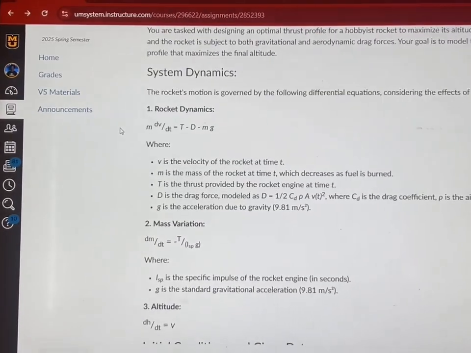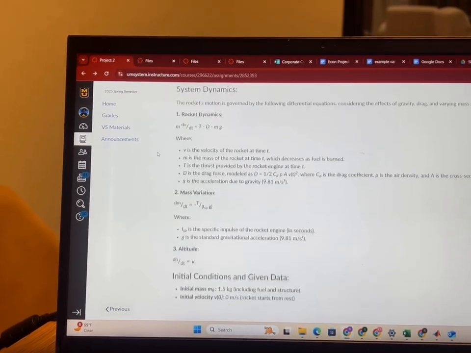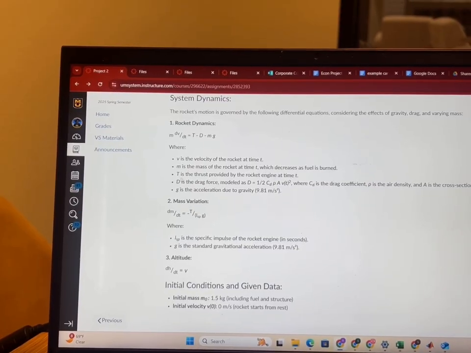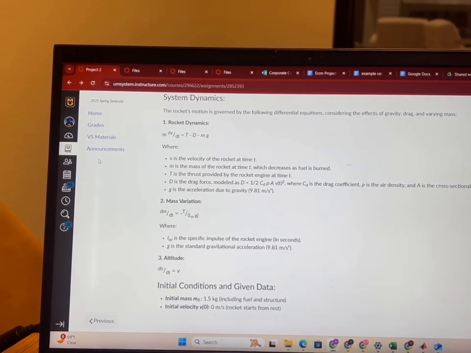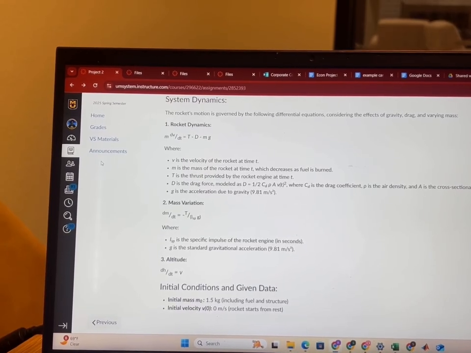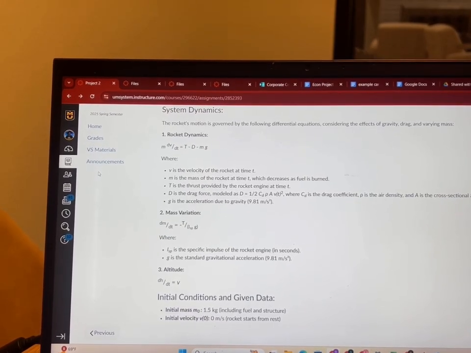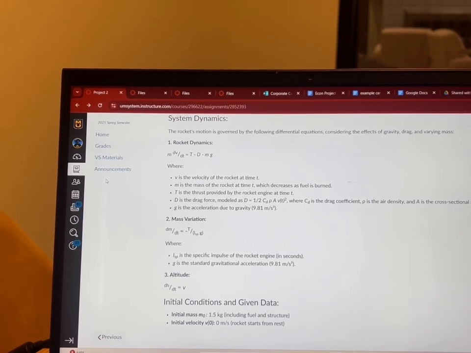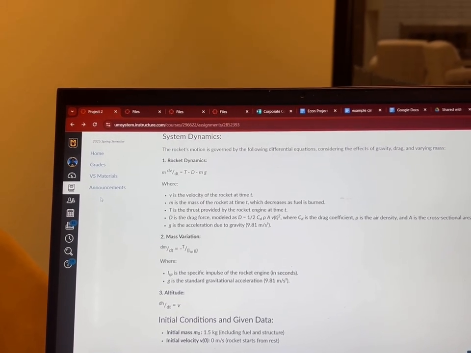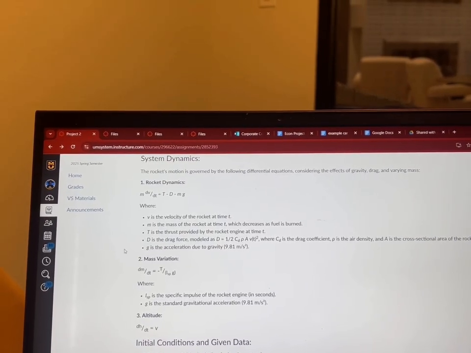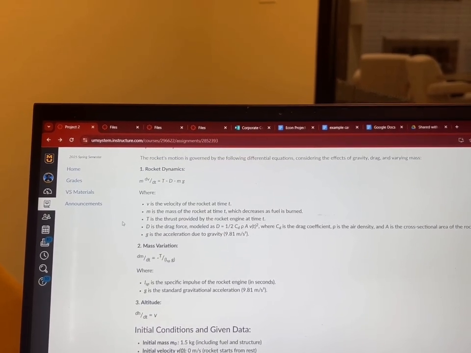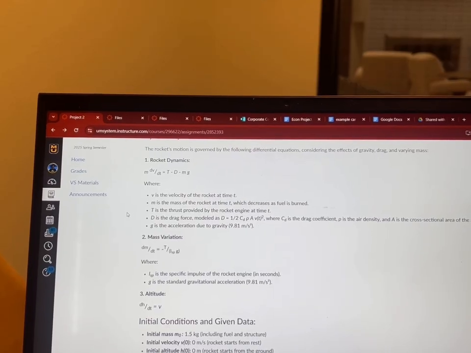For number one, our rocket dynamics, we have this formula here. I'll zoom in a little bit. As far as the variables are concerned, V represents the velocity of the rocket. Lowercase t represents time. Lowercase m is the mass of the rocket at time t, and it decreases as fuel is burned. Capital T is our thrust, provided by the rocket engine at time t.